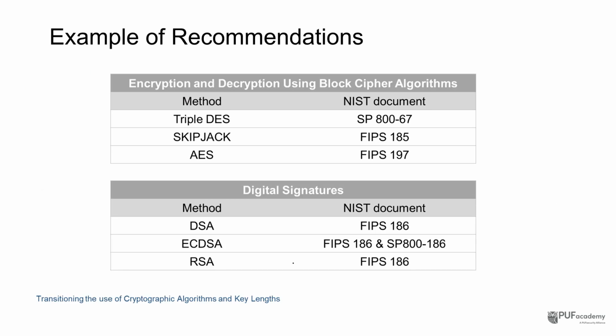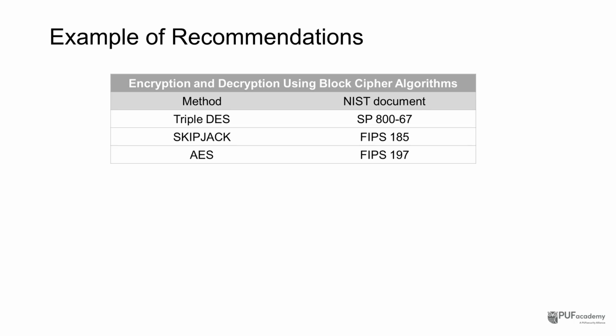Now let's look at the example of recommendations. It breaks down these standards into two primary categories: algorithms for encryption and decryption, and algorithms for digital signatures. First, looking at the encryption and decryption using block cipher algorithms, we see DES, which is governed by SP 800-67. This document provides guidelines for its transition and eventual deprecation.